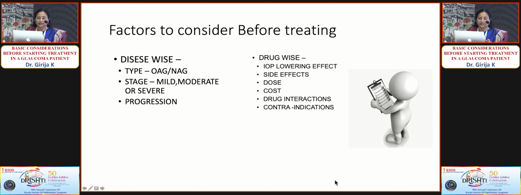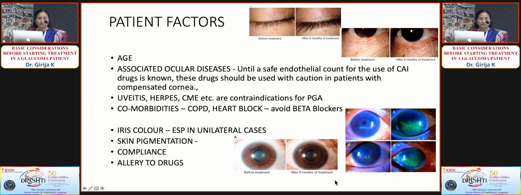So what are the factors to consider before initiating treatment? You have to find out what the disease is. Is it open angle glaucoma or a narrow angle glaucoma? And if it is open angle glaucoma, then straight away the first choice is medical treatment. You have to stage the disease to start a drug, because you have to decide how much percentage of reduction you require. So you have to consider the patient factors.